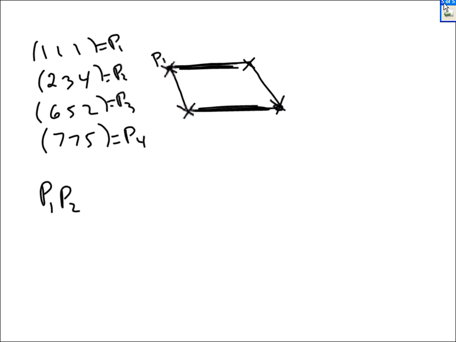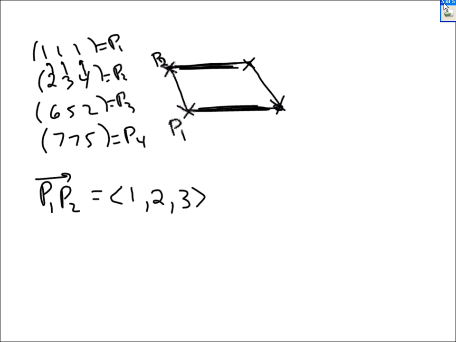P1 to P2. So the head is P2. 2 minus 1 is 1. 3 minus 1 is 2. 4 minus 1 is 3. That's P1, P2. Let's call that P1, that P2.